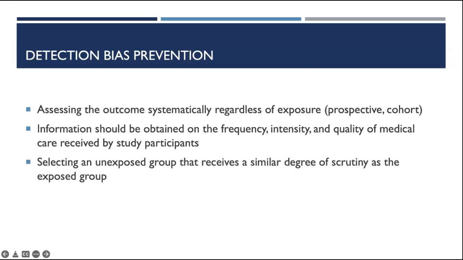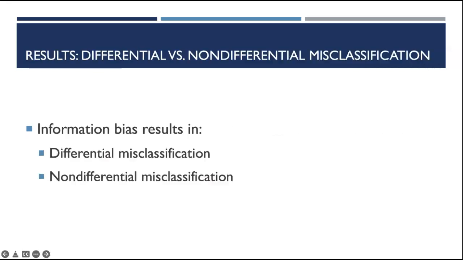This bias might be an issue in your study. Select an exposed group that receives a similar degree of scrutiny as the unexposed group. You want to make sure that both of the groups in your study don't have some difference in the way that they're monitored or that follow-up is taking place. So those are some of the different examples or specific sources of information bias that we see.